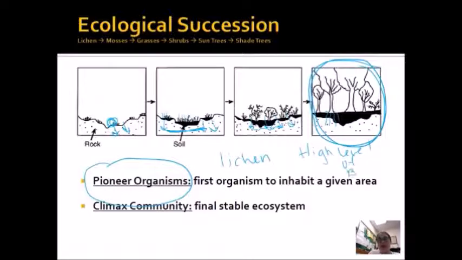of biodiversity. Remember, the more organisms you have living in a given area, the more niches you have, the more specialized the organisms are at taking care of their environment. So that is ecological succession.